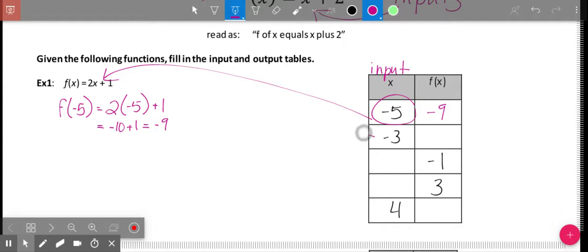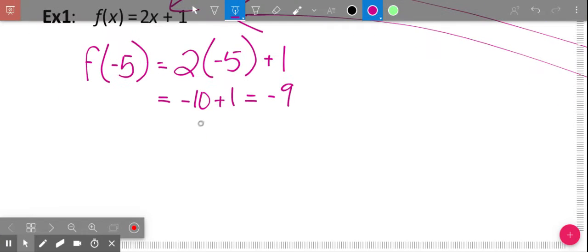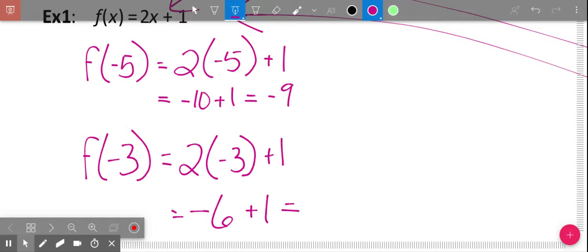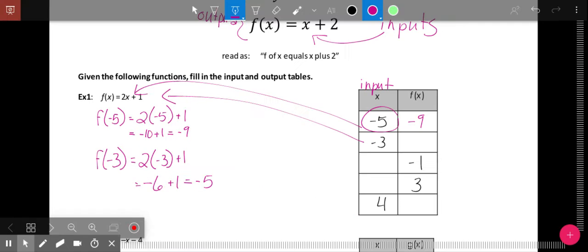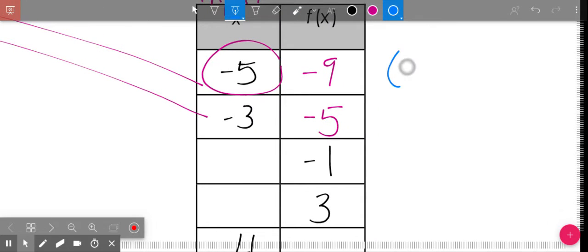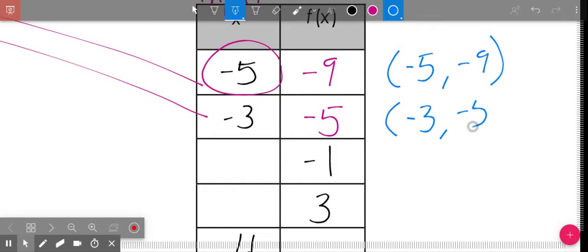We're going to do the same thing with the -3. We're going to plug that one in. So now I have f of -3 is equal to 2 times -3 plus 1. Well, 2 times -3 gives me -6 plus 1. -6 plus 1 gives me -5. So we're going to have a -5 right here. Now, those are pretty much just what we did yesterday, and we know that these are our coordinate points, (-5, -9) and (-3, -5).